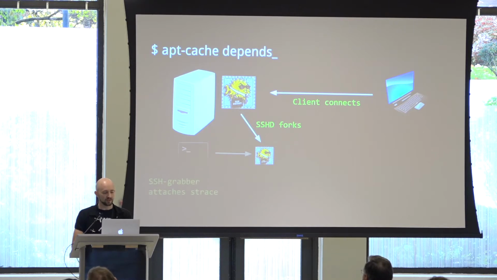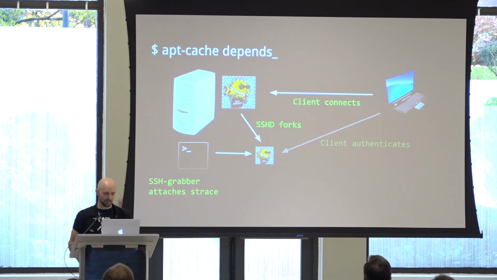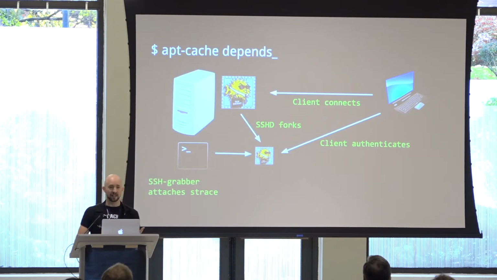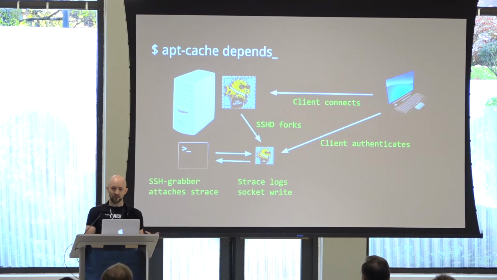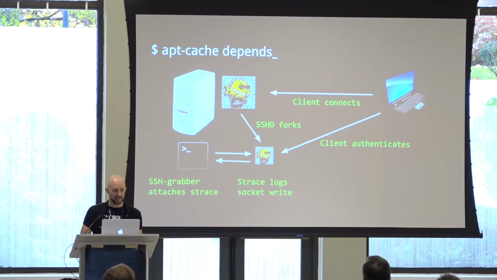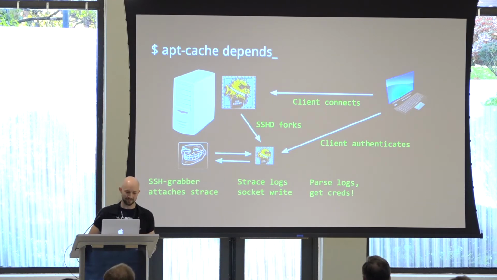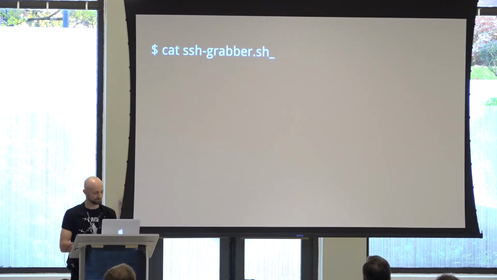If you're running SSH Grabber on your server, it'll see that child fork off, and it'll attach strace to it. So now we can start capturing what's coming in. When the client sends its input to authenticate to the server, strace will see that coming in on the socket and calling to the kernel. So now you have visibility into that authentication process. strace logs those kernel calls, then all we have to do is parse the output, and we can get the creds. Easy, right? So let's look at the code.